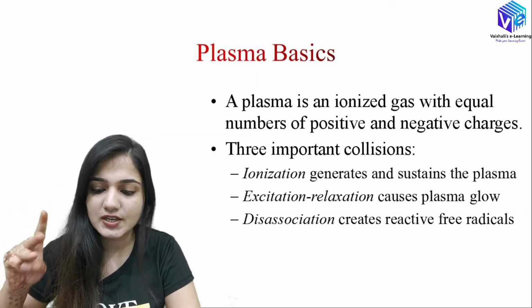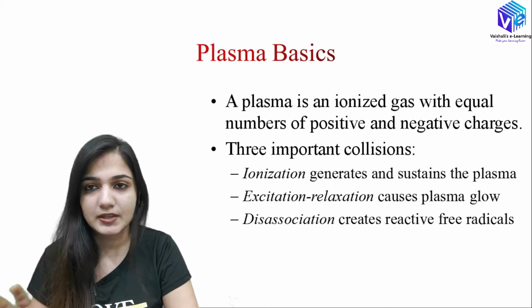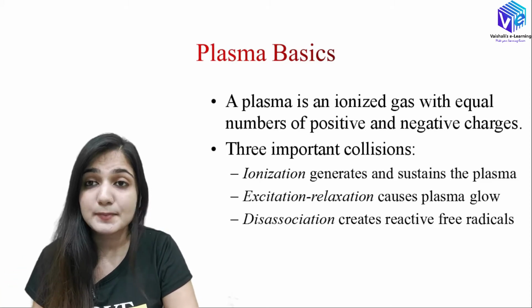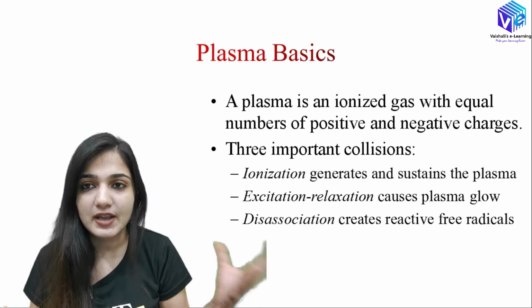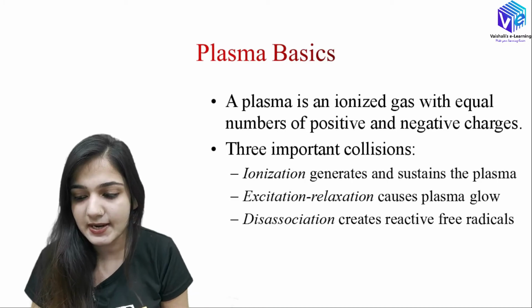Third, we have dissociation, which will be creating the reactive free radicals. So they should not react with each other. Dissociation is the process which makes the electrons not react with these positive type of ions. So this is how the plasma is stabilized.